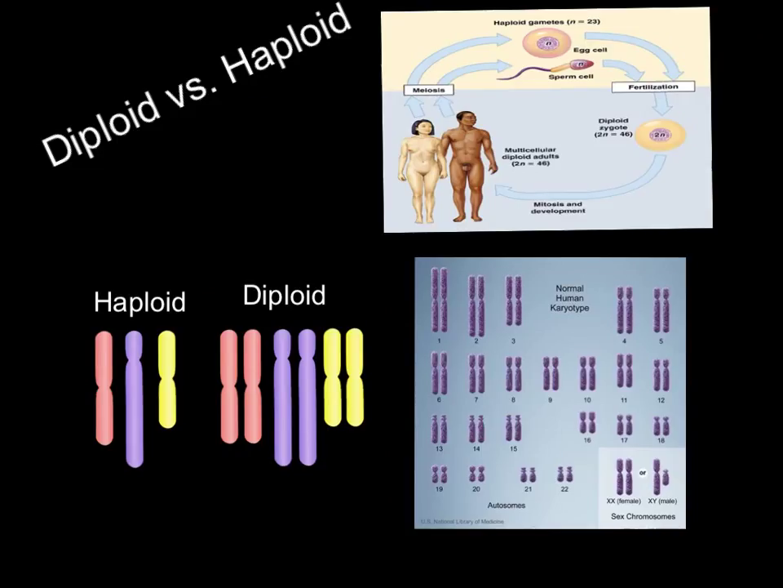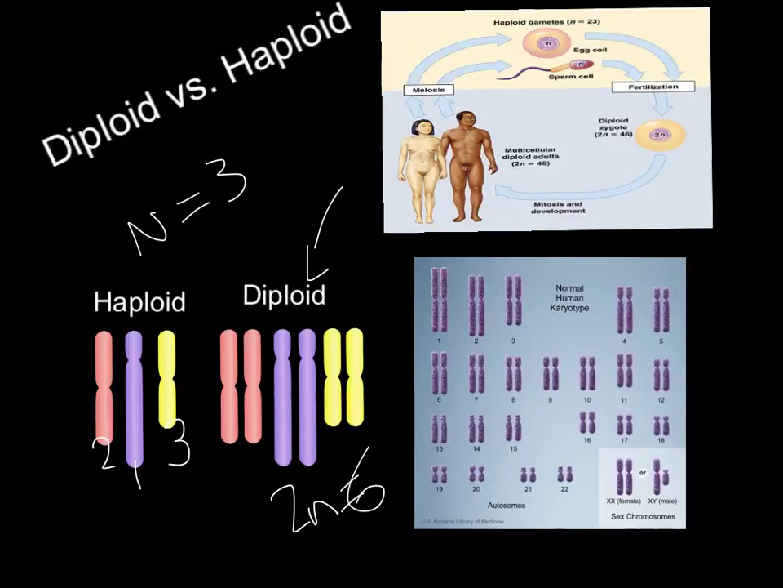Before talking about mitosis, we have to know what diploid and haploid cells are. In eukaryotic cells, our DNA is organized into chromosomes. This would be chromosome 1, this would be chromosome 2, and this would be chromosome 3. This cell would be called a haploid cell because it only has one copy of each chromosome. Here, n would be equal to 3, where n is the number of chromosomes. And this one here would be called a diploid cell because it has two copies of each chromosome, and therefore 2n would be equal to 6.